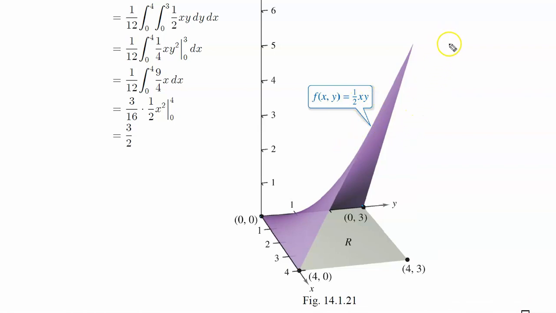So what we have to set up here is our double integral of our function times 1 over the area of this region. This is a rectangular region, so it's pretty easy to calculate the area. It's of course just going to be 4 times 3, or 12. Now our limits of integration, those are pretty easy in this case as well, because we have a rectangular region.